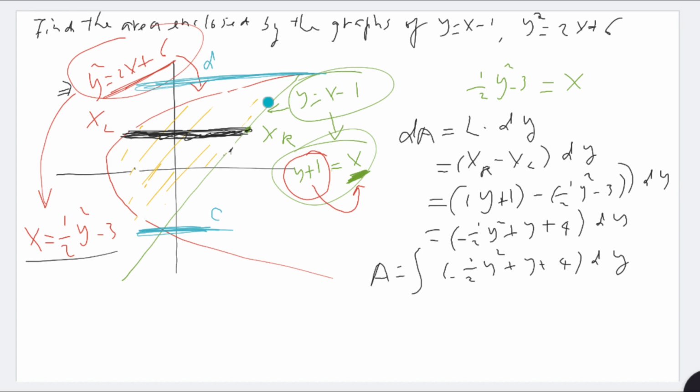Okay. Now how do we solve? We usually set x equal to x or y equal to y. I already have the parabola expressed as x equal to, so I'm going to use this one for the straight line. So set the x equal to x. 1/2 y squared minus 3 equal to y plus 1.